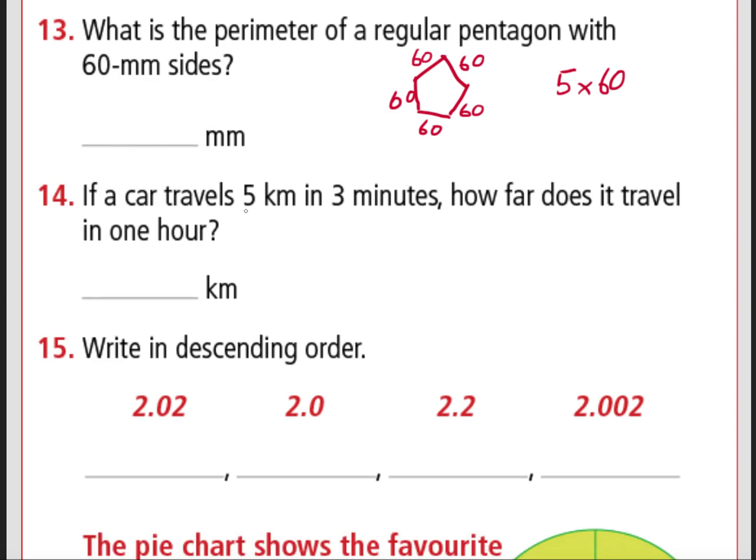Now, number 14, if a car travels 5 kilometers in 3 minutes, how far does it travel in an hour? Now, an hour is 60 minutes. Okay, now what do we do to 3 to get it to 60? We multiply it by 20. So if we do the same thing with our 5 kilometers here, we multiply it by 20, we'll get 100. So the distance that it's going to travel is 100 kilometers.